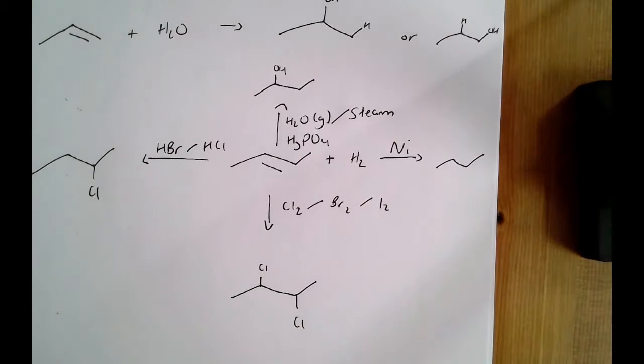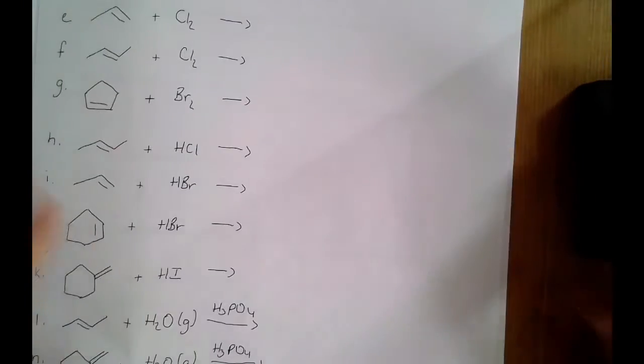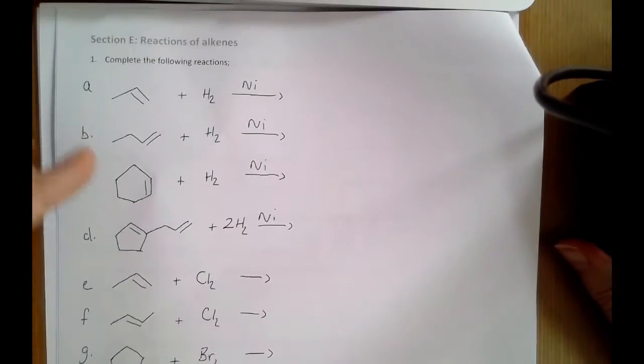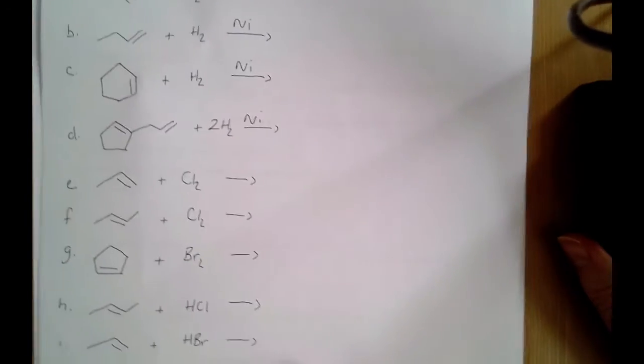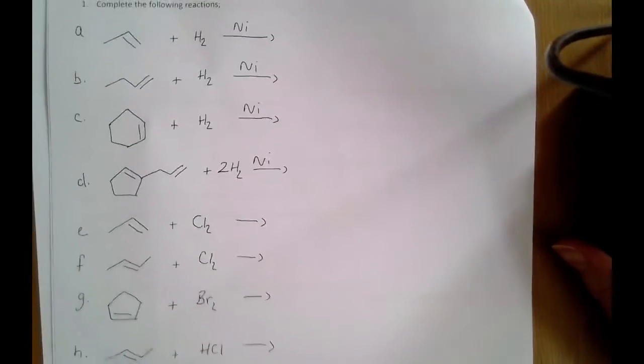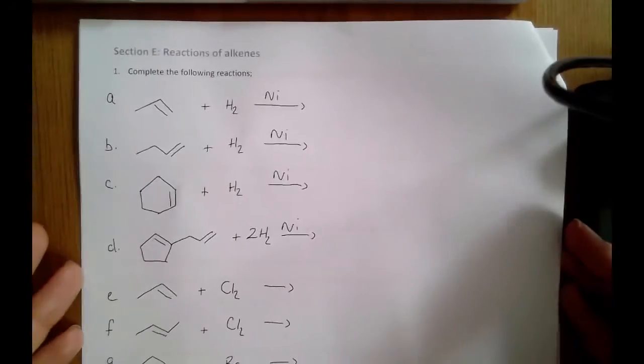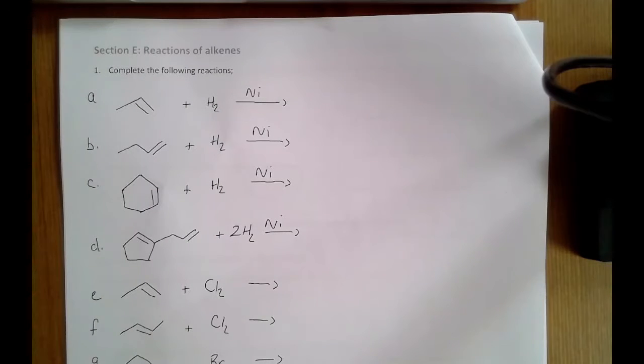So we're going to look at mechanisms, but I first want you to just do question 1 in section E. So I've just done loads of these reactions. I just want you to go through them all to get familiar with just drawing the products. Then we'll have a look at the reaction mechanisms and how these actually take place. So press pause, do all of question 1, and then press play when you're ready to see the answers.